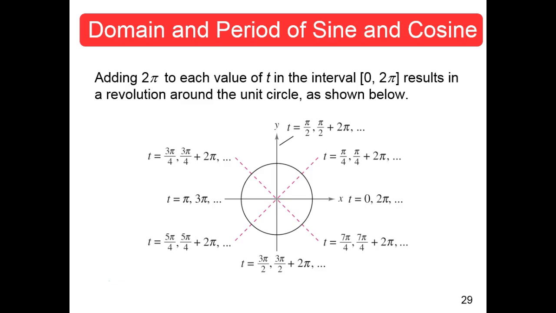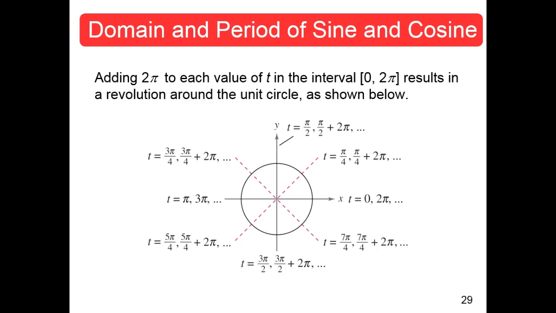When t is equal to 0, your point here is (1, 0). When t is equal to 2 pi, you're back at (1, 0), and 4 pi, 6 pi, 8 pi. Minus 2 pi, minus 4 pi, minus 6 pi, minus 8 pi. Every 2 pi, you get exactly the same result.